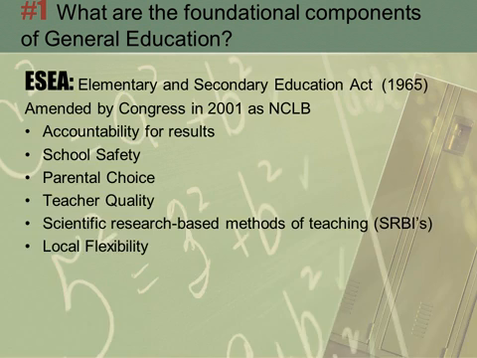Next here we have a summary of the foundational components of general education, and you may have already, of course, learned this in your special education law class, but the Elementary and Secondary Education Act of 1965 includes accountability for results, school safety, parental choice, teacher quality, scientific research-based methods of teaching, and local flexibility.